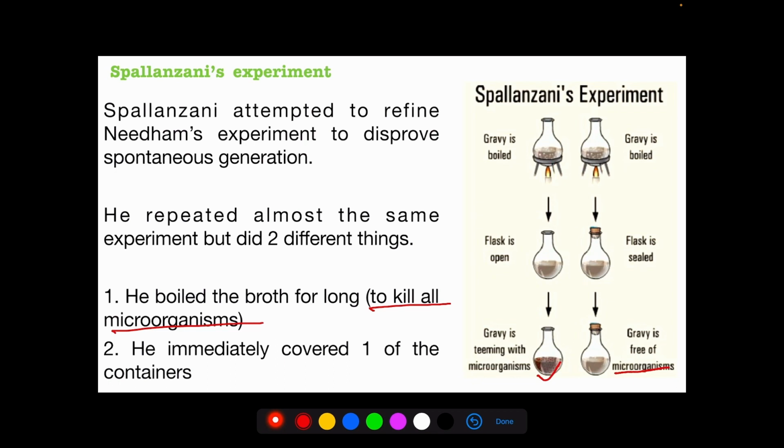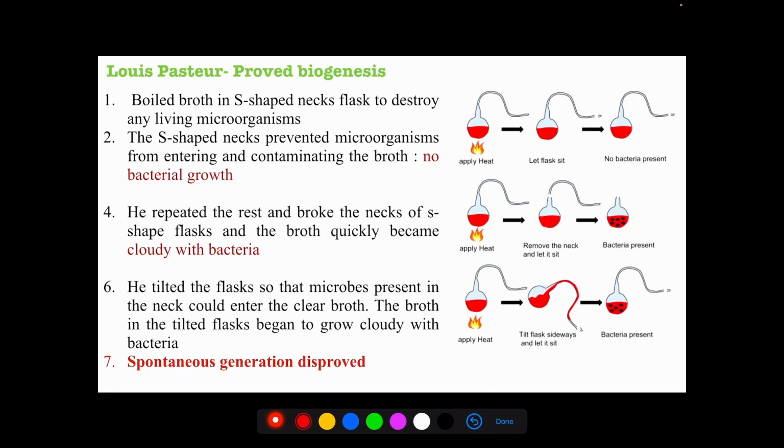However, the scientific community once again dismissed Spalanzani's experiment because they argued that he excluded air, which was a requirement for spontaneous generation. And so finally, Louis Pasteur set out to disprove spontaneous generation once and for all.